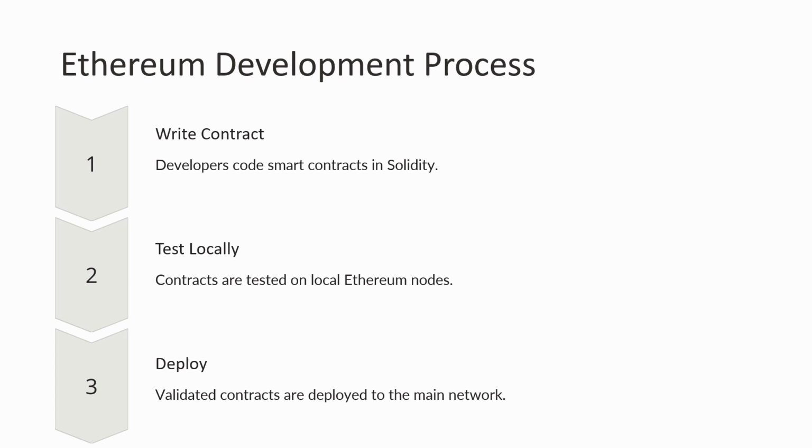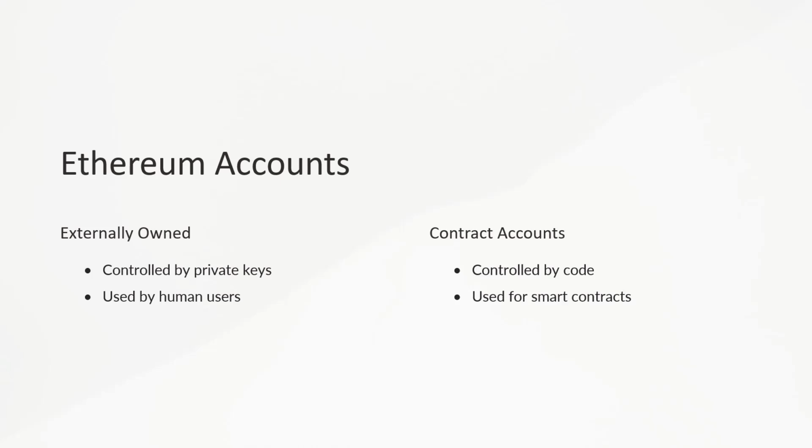And then the validated contracts are deployed on the main network. The Ethereum platform uses two types of accounts: externally owned accounts and contract accounts. Externally owned accounts, or EOAs, are controlled by private keys and are used by human users to interact with the Ethereum network. Contract accounts are accounts that are controlled by code and are used to deploy and execute smart contracts on the Ethereum blockchain.